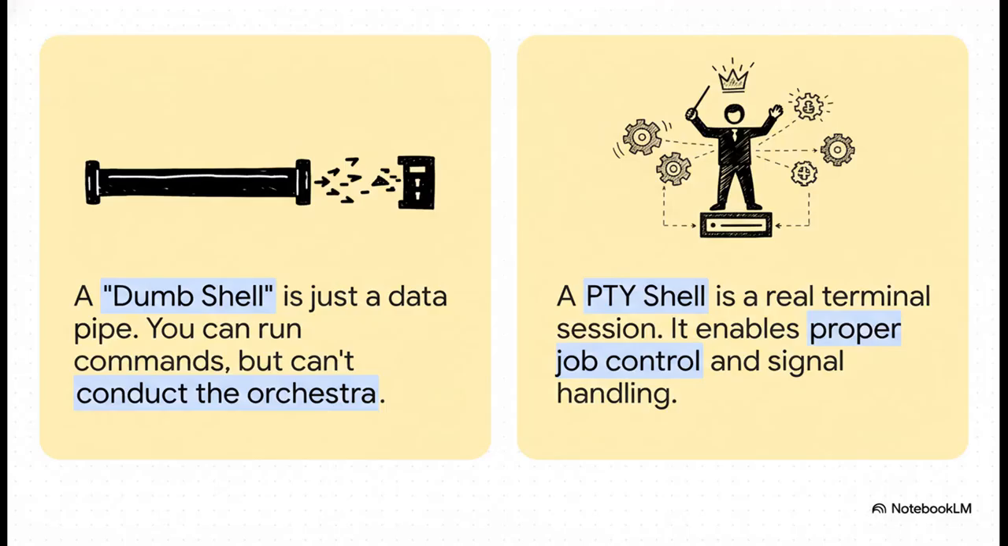And that really is the core difference right there. A dumb shell? It's just a simple data pipe. You can shout commands down it, sure, but you can't conduct the orchestra. But a PTY shell, that hands you the conductor's baton. It's what lets you manage the whole session, what makes job control actually work, and what ensures Control+C sends that critical interrupt signal, exactly like you'd expect.